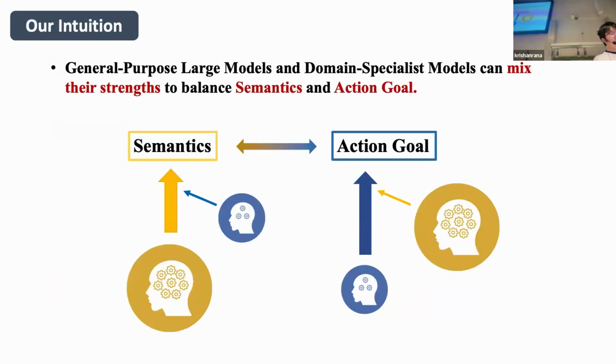As we all know, general purpose large models have a rich semantic understanding, while domain specialist robotic models can understand physics and actions better. So in our proposed model, we hope to mix their strengths together to balance semantics and physics.